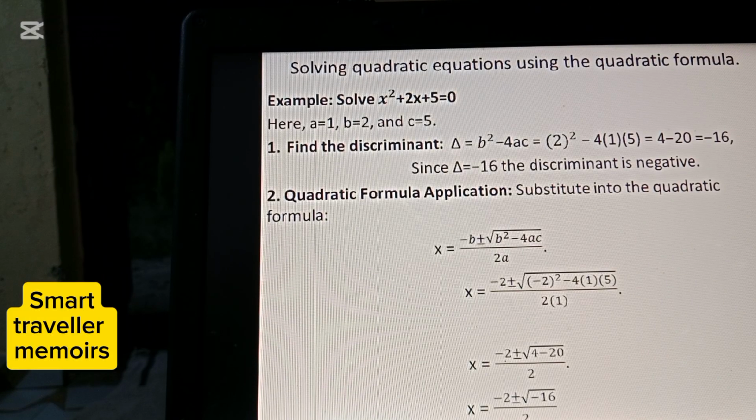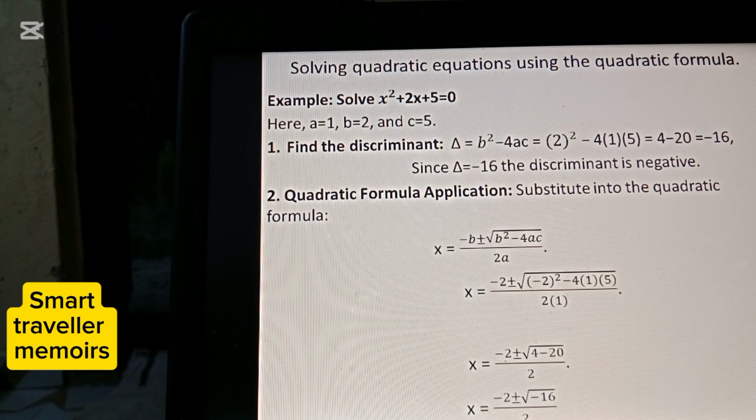Now, let's solve x squared plus 2x plus 5 is equal to 0. Immediately we identify a to be 1, b to be 2, and c to be 5. If we find the discriminant, b squared minus 4ac is equal to 2 squared minus 4 times 1 times 5, which gives you 4 minus 20, which is negative 16. So the discriminant is negative 16, and is negative.